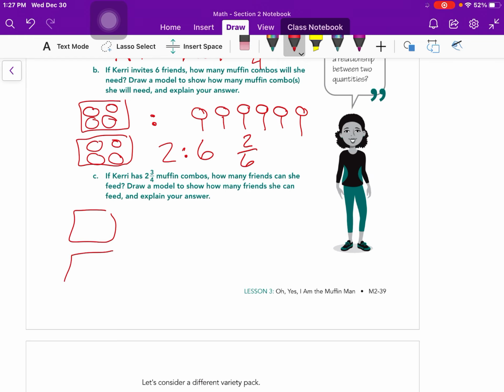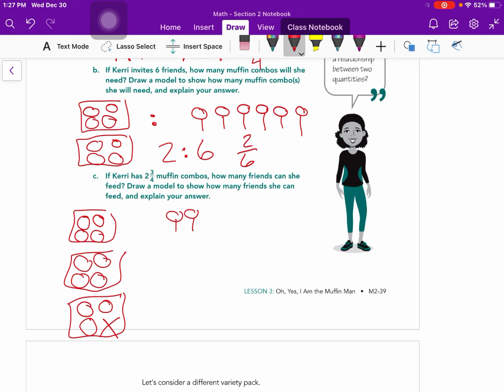So she has 2 and 3/4 of one. Full ones have 4 muffins in them. She has 3/4 of it. She must only have 3 out of 4, so she must have eaten the other muffin. Okay, so she's got 2 3/4 muffin combos. How many friends can she feed?